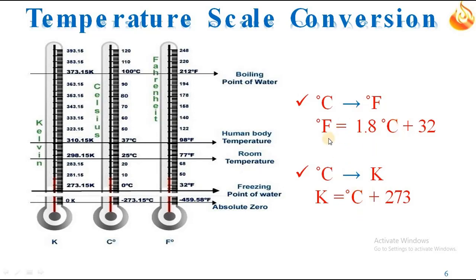Okay, so just remember, for converting degree Celsius into Fahrenheit, multiply that temperature by 1.8 and add 32 to that value. And when we are converting degree Celsius to Kelvin, just add 273 to that value. You will be getting the temperature in Kelvin. Okay, so this is the temperature scale conversion.